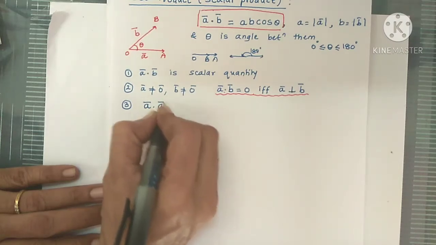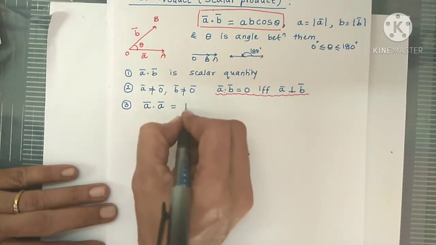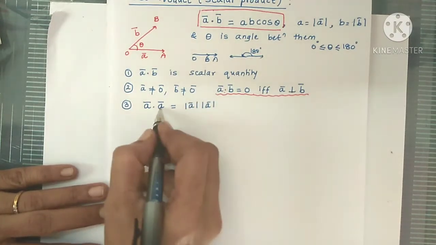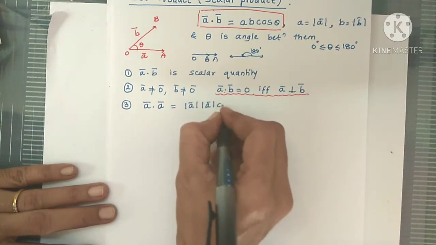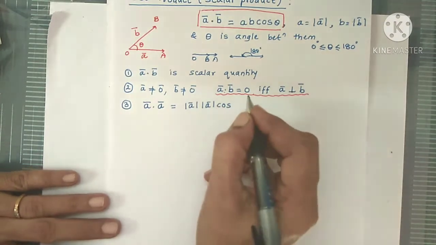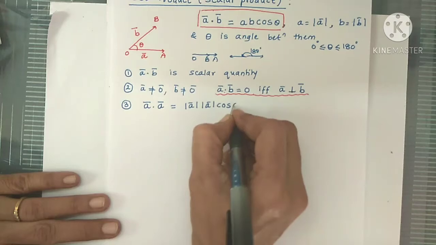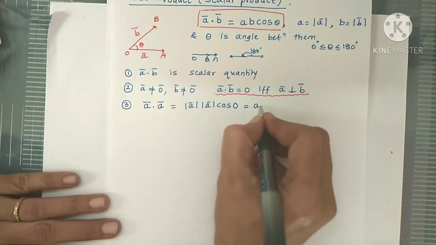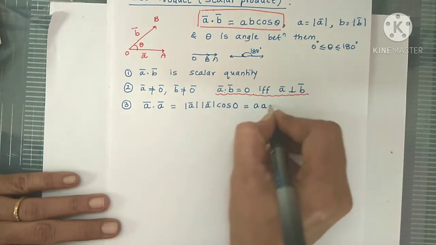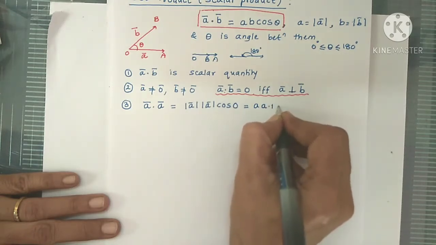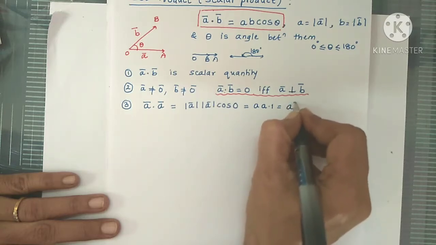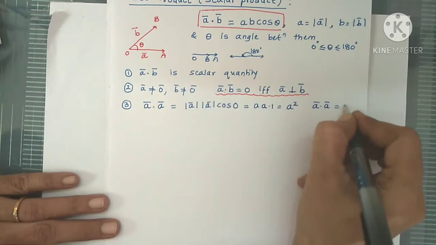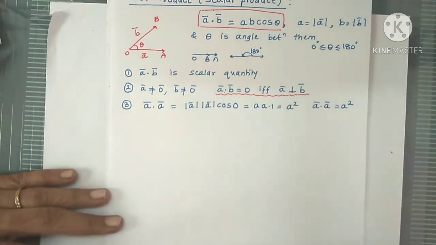So a bar dot a bar, let's see the definition. Modulus of first vector, modulus of second vector is also a bar, so modulus of a bar, cos of angle between them. Now the angle between a bar and a bar is 0. So we have modulus of a bar, that is a, modulus of a bar again, that is a, and cos of 0 is 1. So this is a square. So we have one more important result: a bar dot a bar equals a square.